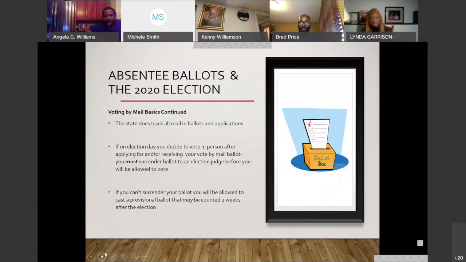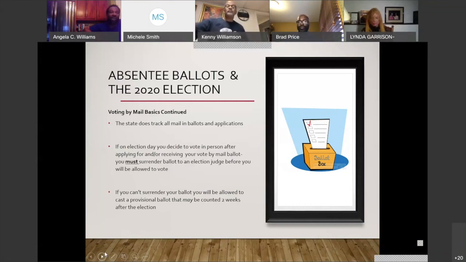Absentee ballots and the 2020 election, continued. Again, the state does track all mail-in ballots and applications. They know if you've requested one. And once you go to vote, if you decide to go in person, it's going to show that you received a mail-in ballot, and they're going to make you do a provisional ballot.